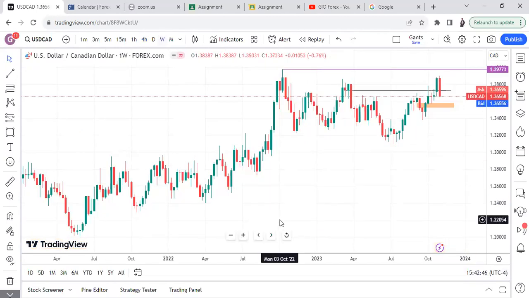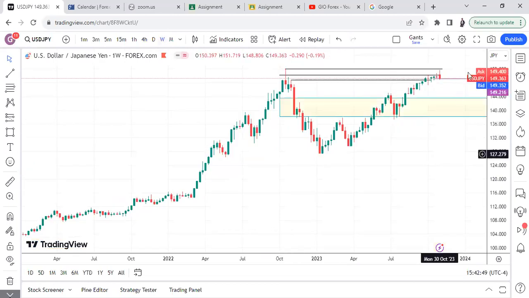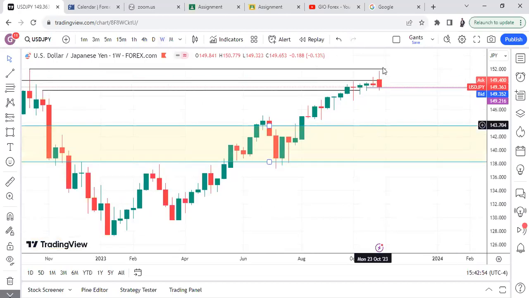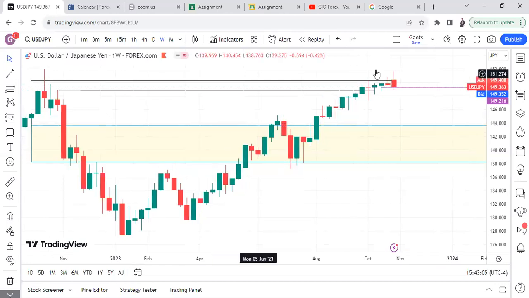Next one is our Japanese yen. So I outlined that it's going to trade to this. It didn't, just fell short of it by some pips. Rallied higher, but that's created relatively poor highs.